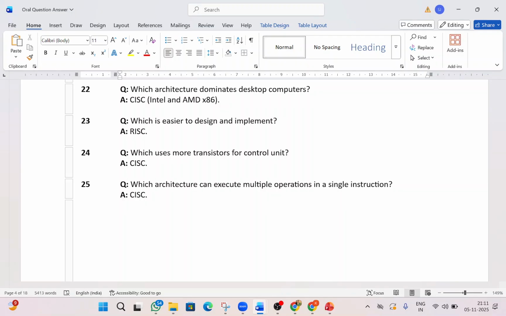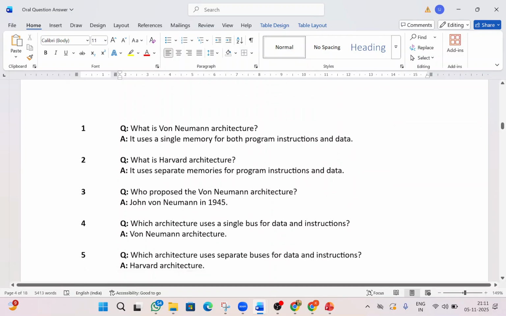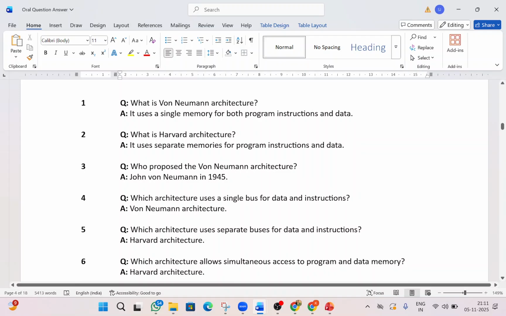Now let's move to the next topic, that is von Neumann architecture and Harvard architecture. Question number 1. What is von Neumann architecture? It uses a single memory for both program instructions and data. This design simplifies the hardware, but instructions and data share the same bus. That is von Neumann architecture.